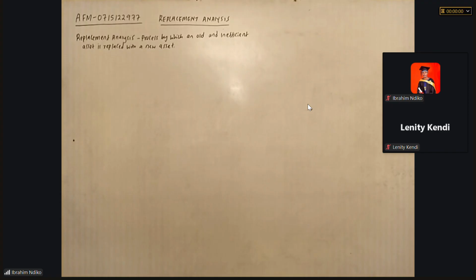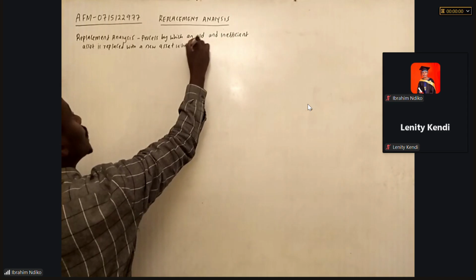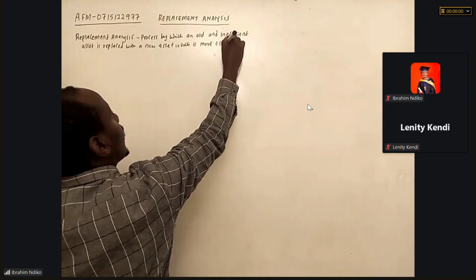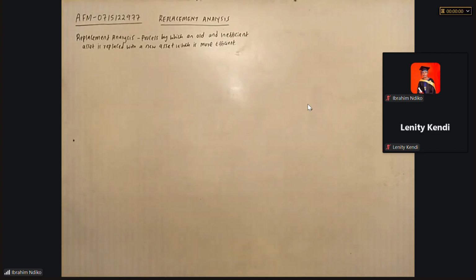So in a situation where we replace an old machine which is inefficient, we only replace something that is inefficient, meaning it is not working, it is not doing its work. So the process which involves replacing an old machine by a new machine is what we call the replacement. The new machine, a new asset, must be more efficient. So you replace an old machine which is less efficient with a new machine which is more efficient.